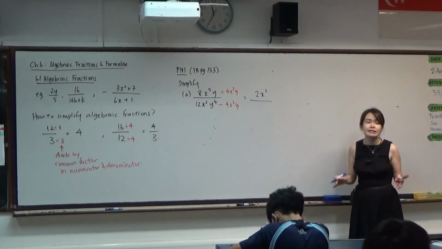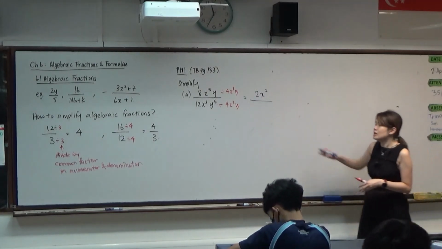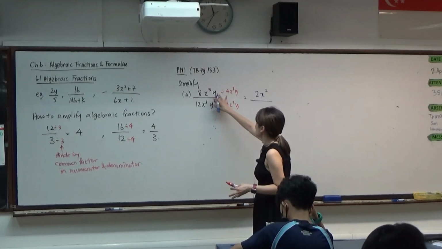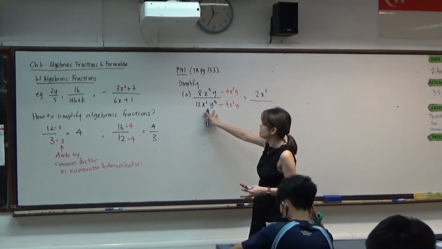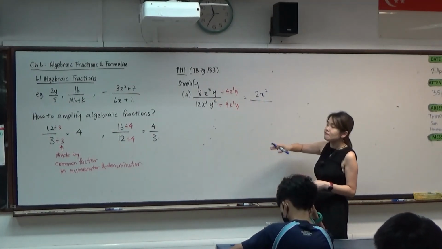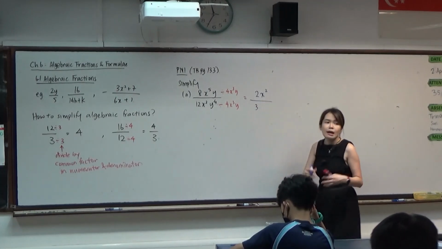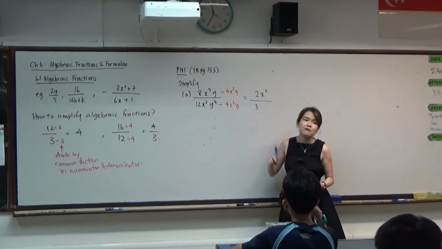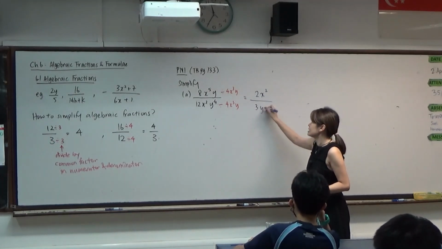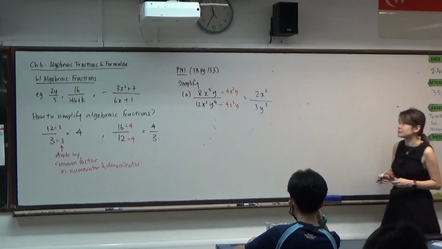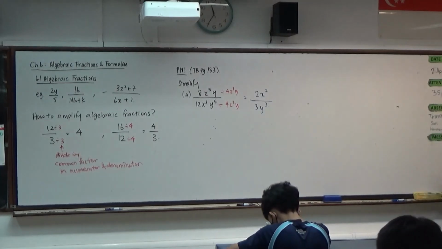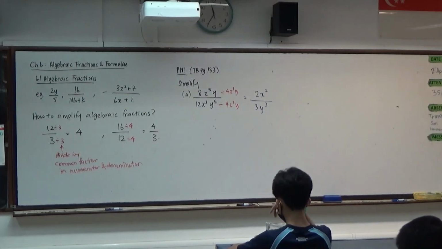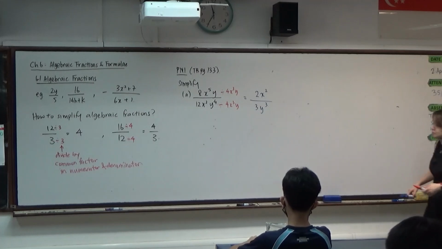There will be no more y's in the numerator. So I'm left with 2x squared in the numerator. In the denominator, 12 divided by 4 is 3. x is no more because I have already divided it away. y to the power of 4 divided by y, I'm getting y cubed. So that is the simplest form when it comes to an algebraic fraction.